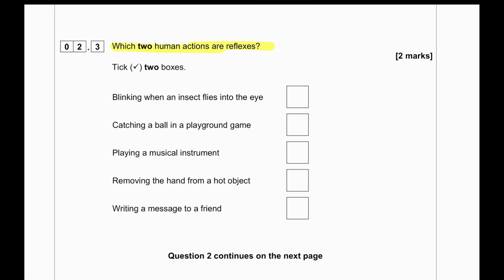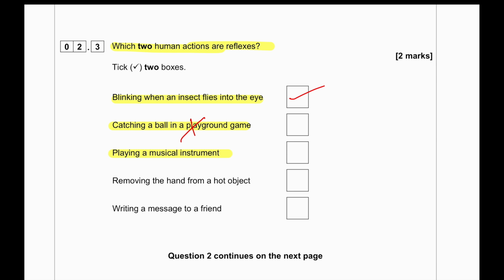Which two human actions are reflexes? Blinking when an insect flies into the eyes. Definitely it is a reflex. You do not have the time to consciously make that effort. Catching a ball in a playground game. This one is a thought process that goes on in order for you to catch the particular ball. So definitely not a reflex.